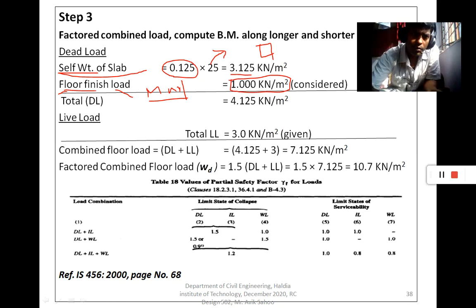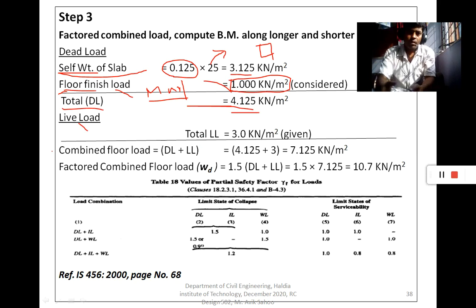So the total dead load is 4.125. The floor finish load is always fixed at 1, always you consider that. So we get a total dead load of 4.125 kilonewton per meter square. Next, the live load. The live load is given as 3 kilonewton per meter square. After that we combine the loads.